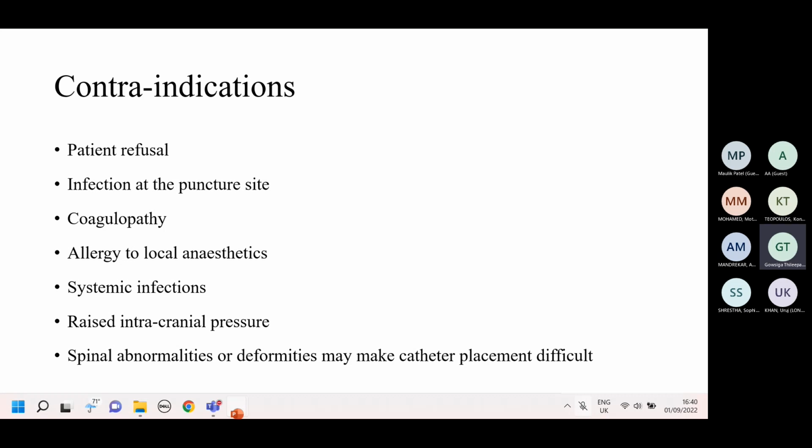Patient can refuse, so that's an absolute contraindication. Or infection at the puncture site, or coagulopathy, allergies to the local anesthetics, or systemic infections, raised intracranial pressure, and spinal abnormalities or deformities that make the catheter placement difficult. So all these are the contraindications. Just to know about this for your knowledge. And the next slide. Next slide, please.